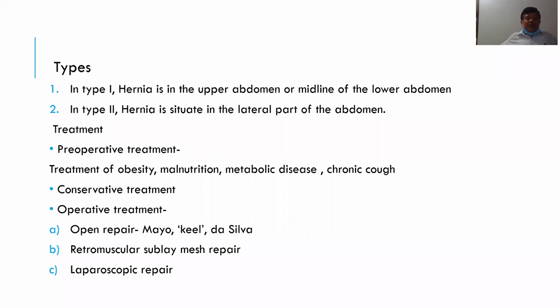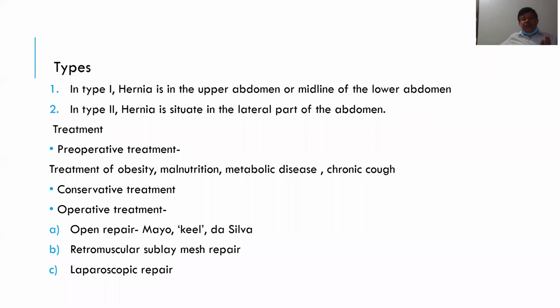Among that, one is open surgery. There are different techniques of this open surgery. One is Mayo's operation, which I have already discussed in the case of umbilical hernia or epigastric hernia. So this Mayo's surgery is possible only in a case of small defect. For big or wide defects, there are some other surgeries which are now of just historical importance: Keel's operation, Da Silva's operation, Kettle operation, all those things.